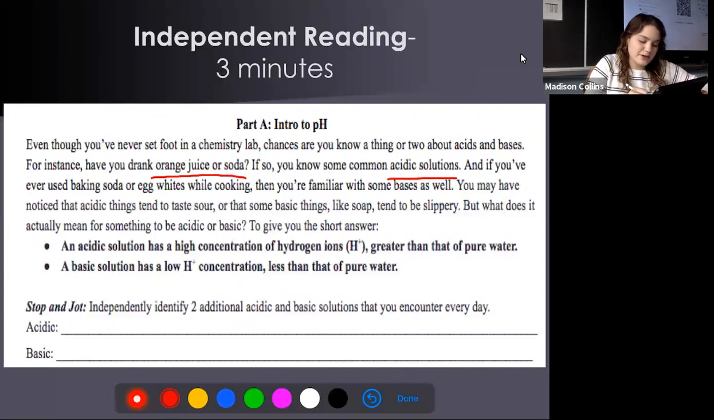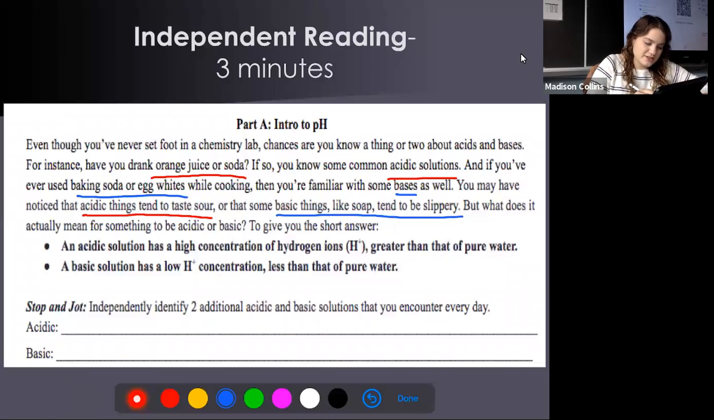And if you've ever used baking soda or egg whites while cooking, then you're familiar with some bases as well. You may have noticed that acidic things tend to taste sour, or that some basic things like soap tend to be slippery. But what does it actually mean for something to be acidic or basic?